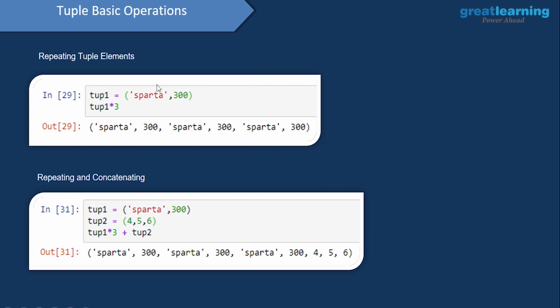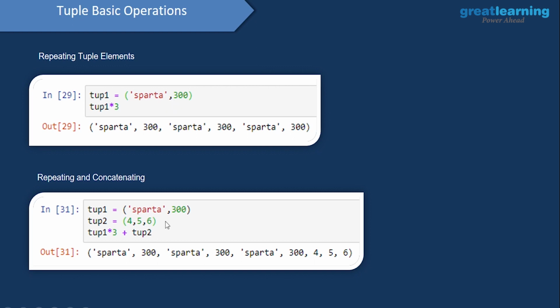Now if we want to repeat the elements which are present in a tuple, that is also something which we can perform. So here in this tuple we just have 2 elements which are Sparta and 300. Now if we want to repeat these elements a certain amount of time, then we have to multiply this with a scalar number. So here when I'm multiplying TUP1 with 3, I get Sparta 300, Sparta 300 and Sparta 300, which basically means I am just repeating these elements 3 times.